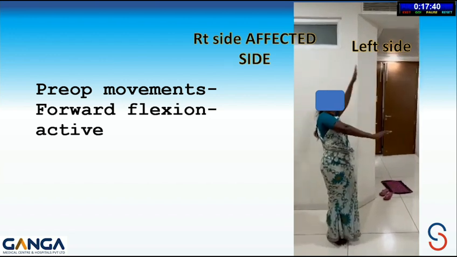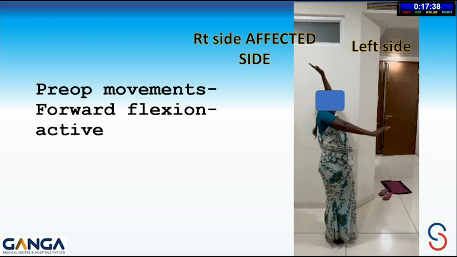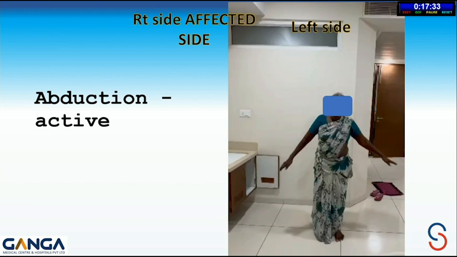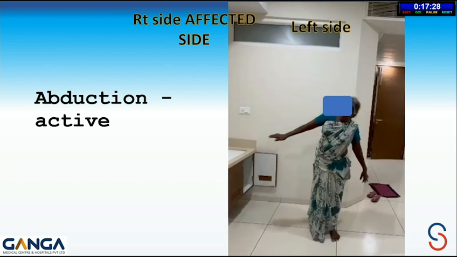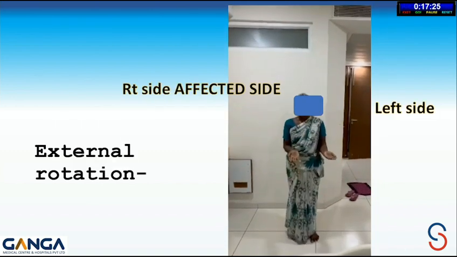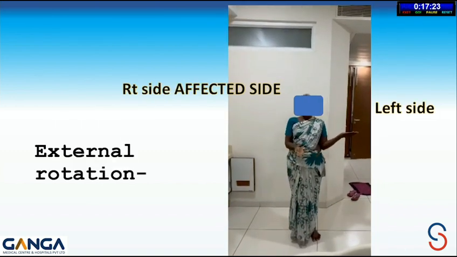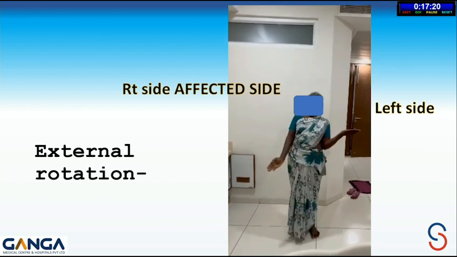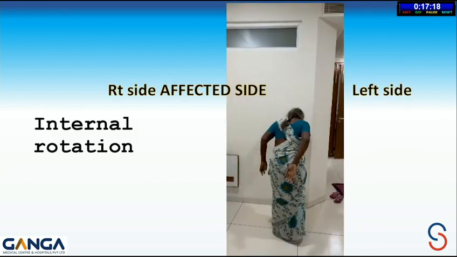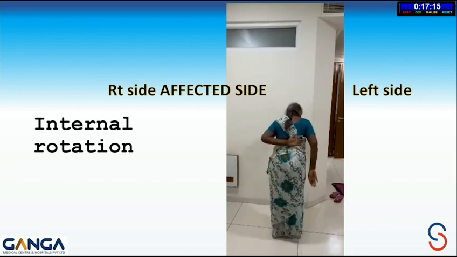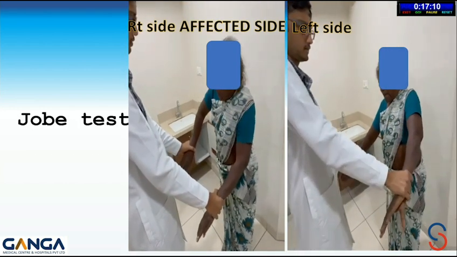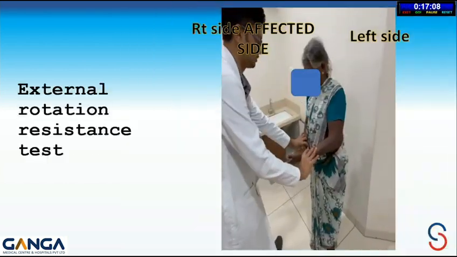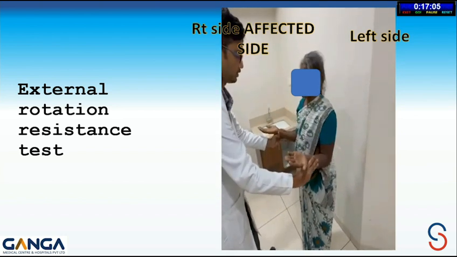We can see that active forward flexion was just about 70 to 80, and the active abduction was also restricted. She was not able to do the abduction, and there was no active external rotation, suggesting there could be an infraspinatus tear. The internal rotation was also restricted on her right side. The Jobe's test was positive. The external rotation test was also positive.